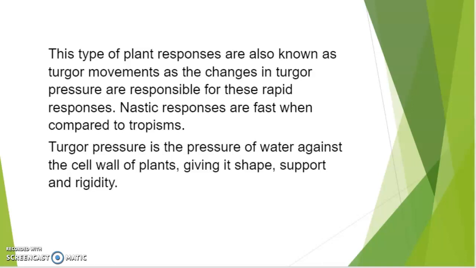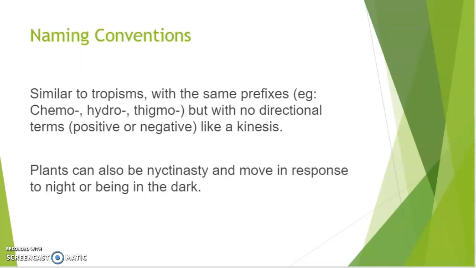So here's the same response in terms of how it occurs, and it's all to do with turgor pressure, that movement of water in and out of the cell and giving the plant support. So as I've already mentioned, we'll use the same prefixes that we used when we were talking about tropisms. So chemo for chemical, hydro water, thigmo touch are some of the examples. This time we're not going to use positive or negative because it's a non-directional response.